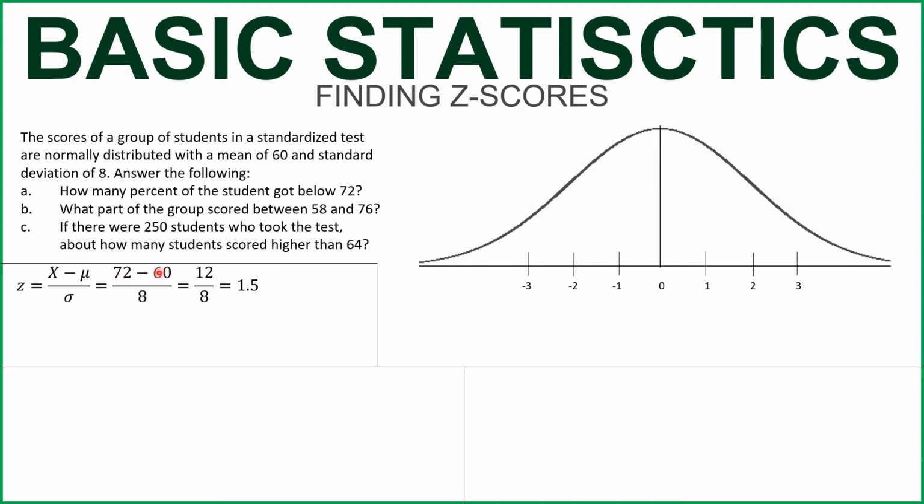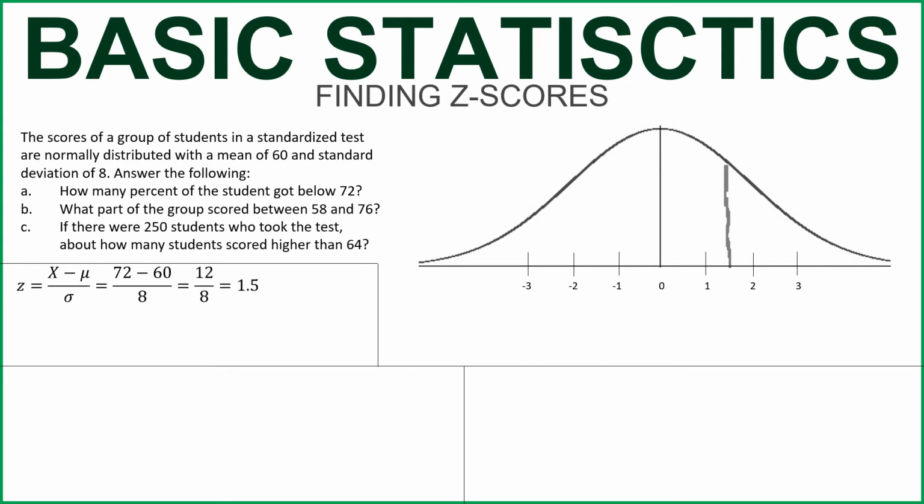So, 72 minus 60 is equal to 12, all over, copy the denominator, which is 8. So, 12 divided by 8 is equal to 1.5. After getting the z-score, we can now plot it to the normal curve. So, it is positive 1.5. Technically, meaning, it is between 1 and 2. And that is 1.5. Let's say it's over here.